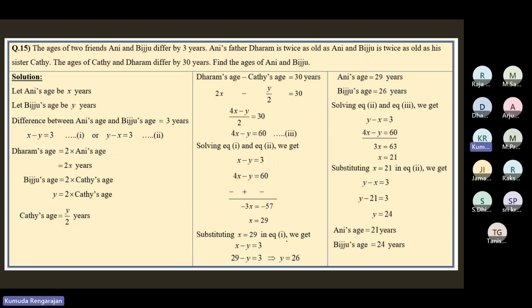So two sets of answers are possible. I hope you're all listening to me. If Annie is elder, then it will be 29, 26. If Biju is elder, then it will be 21, 24. We have two sets of answers because we don't know who's elder. So if Annie is elder, it will be 29, 26. If Biju is elder, it will be 21, 24, according to the given information. Is this answer clear, children?